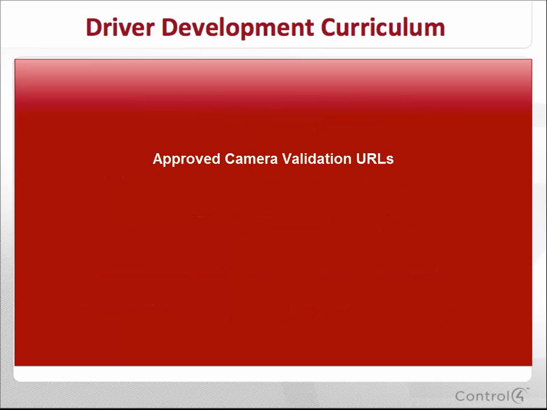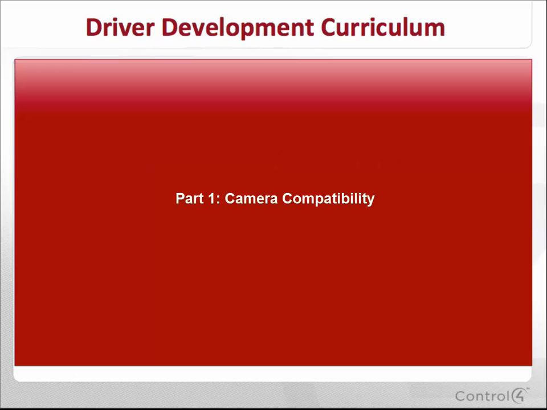Finally, you'll need a list of approved URLs that you can use to test your camera driver. URLs supplied by the manufacturer are preferable. URLs will be needed for all of the imaging formats that you would like to support through your camera driver. By default, the camera template supports testing URLs for JPEG, Motion JPEG, and H.264. With this information in hand, we can get started with Part 1 of validating the compatibility of a camera using Control4's compatibility driver.